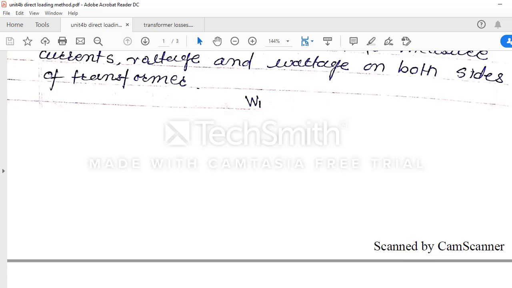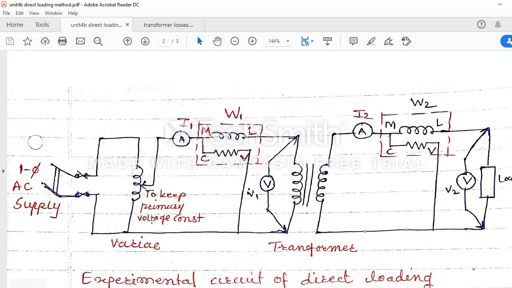You can see here the variac is connected across the single phase AC supply in order to keep the primary voltage constant at its rated value. The ammeter on the primary and secondary side is connected. The wattmeter is also connected on the primary and secondary side. The voltmeter is also connected on the primary and secondary side to measure the current, power and voltage. And here the load is connected, for which efficiency and regulation are to be obtained. So this is the experimental setup. Here is the transformer.